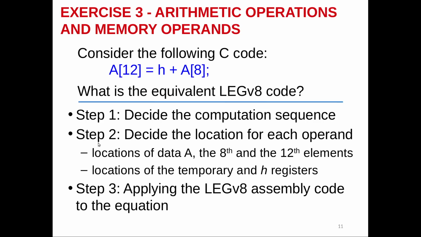But in step 2, we will need to decide the location for data A, in other words, in which register the base address of data A will be stored, the offset addresses of the 8th and the 12th elements from that base address of data A, and of course the registers used for temporary and H.